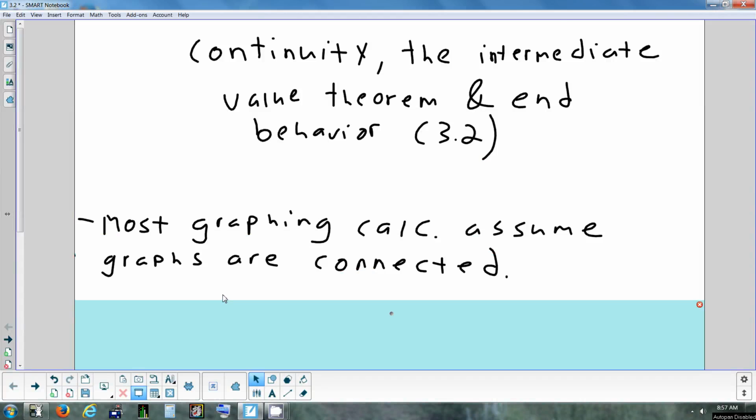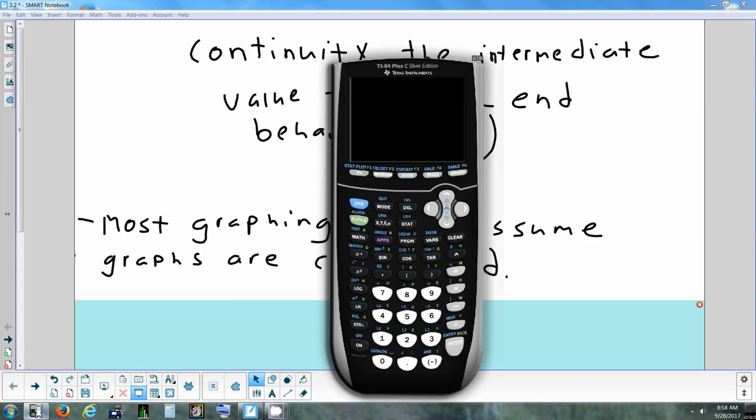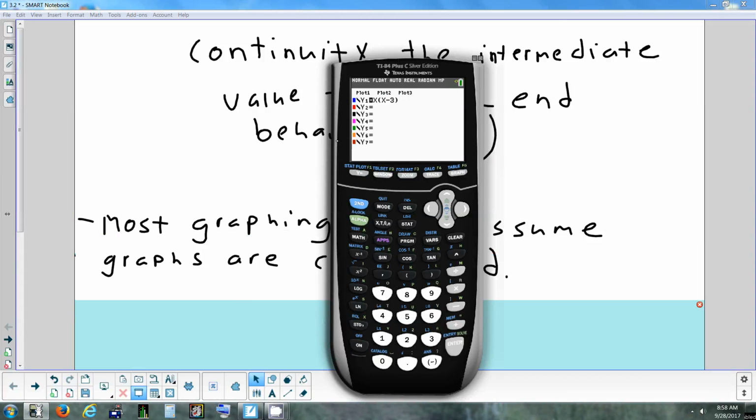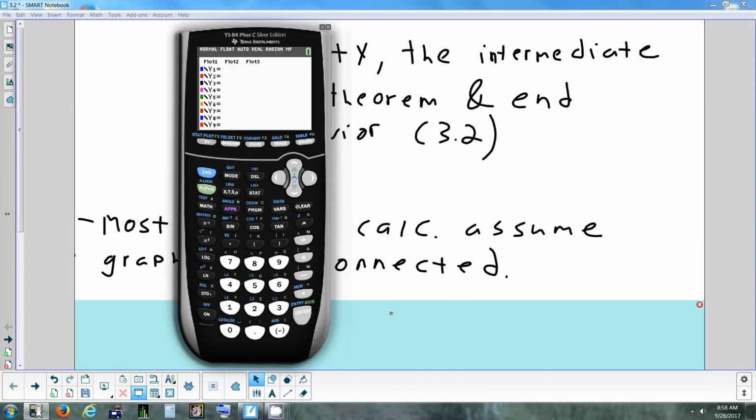So most graphing calculators, especially older ones, assume that anything you want to draw on it should be connected. So I'm going to show you a graph of something. Let's take 3 divided by x plus 2. If I graph that, the way that it looks on the screen right there, that's exactly how it should look. That is correct. And notice the speed that I graphed it at.